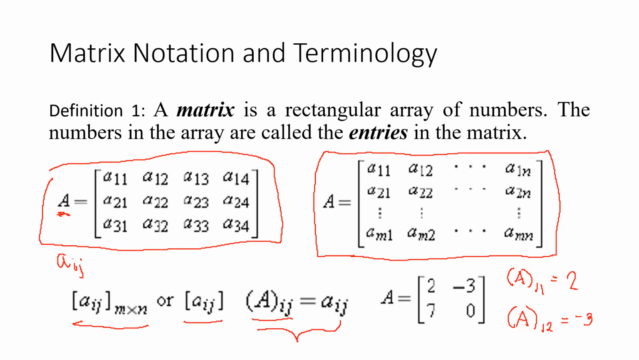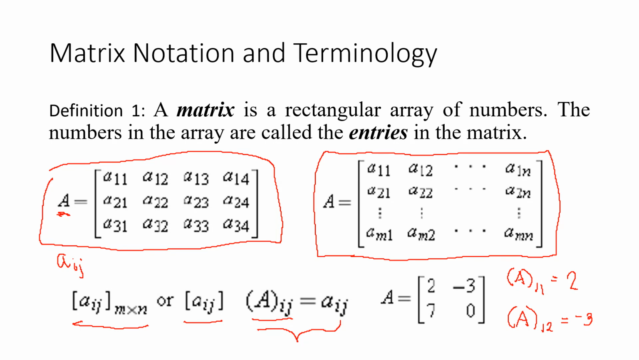It seems that I wrongly mentioned which was the row and which was the column. I stand corrected. So this would be the row and this would be the column.